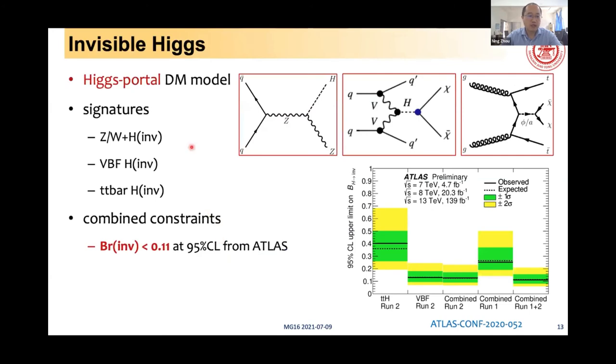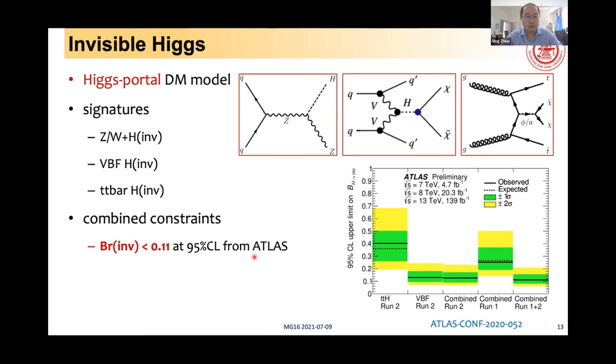So besides the general simplified model, collider searches pay special attention to the Higgs portal dark matter model. After the Higgs discovery, one immediate question is: can the Higgs decay to dark matter? So at a collider, we can search for such a decay, the Higgs invisible decay. There are multiple channels and signatures, like mono-Z, or VBF Higgs, or ttbar Higgs. And recently, the combined results from ATLAS indicate that the Higgs invisible decay branching ratio should be smaller than 0.11 at 95% confidence level.